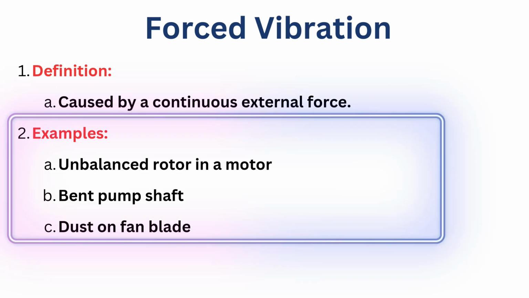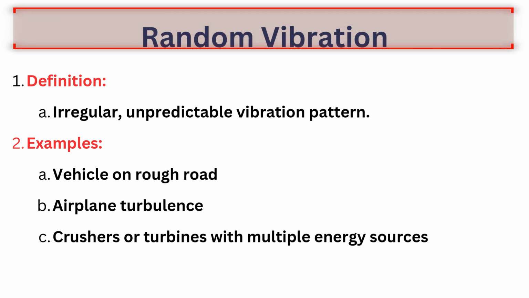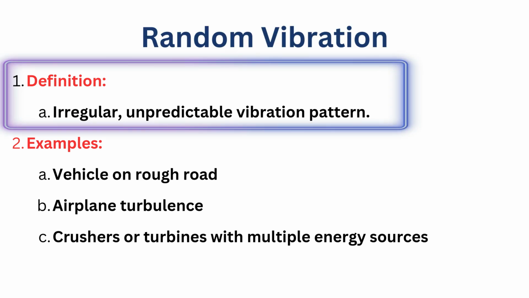So before they can lead to any failure, or create any impact on that entire machine. So let's move to the third one, that is the random vibration. It's, you can say, the most unpredictable type of vibration, because random vibration doesn't follow any kind of fixed pattern.